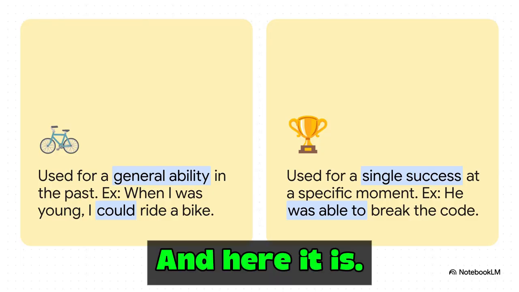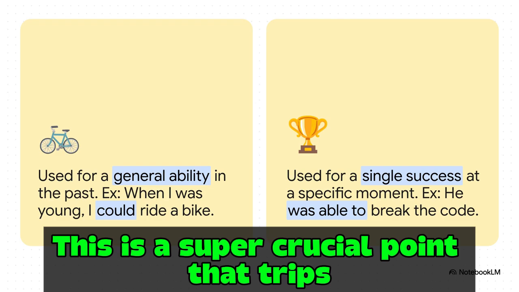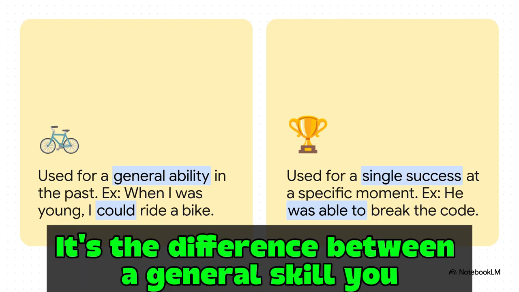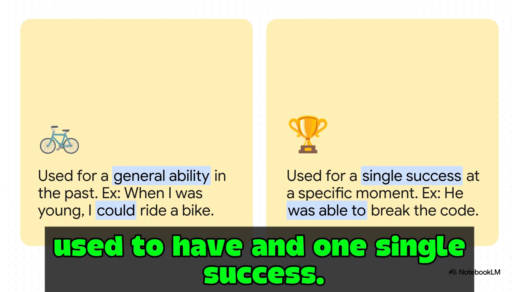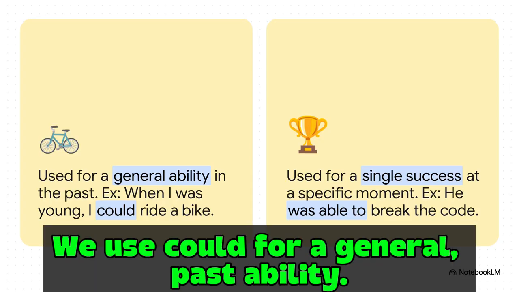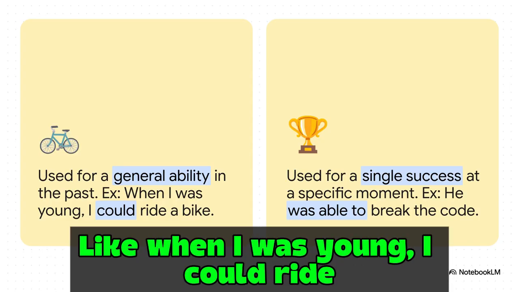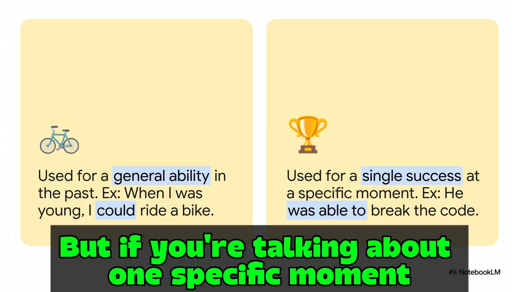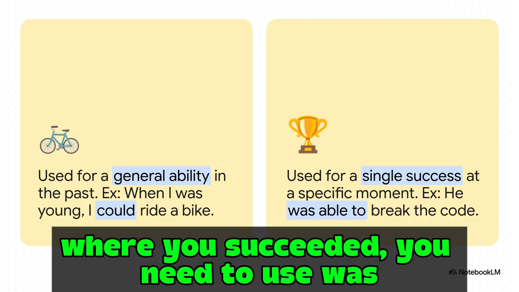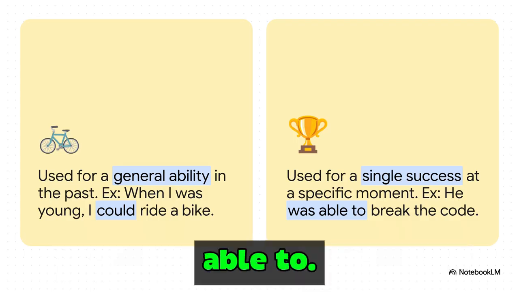And here it is. This is a super crucial point that trips up a lot of people. It's the difference between a general skill you used to have and one single success. We use could for a general, past ability. Like, when I was young, I could ride a bike. But if you're talking about one specific moment where you succeeded, you need to use was able to.